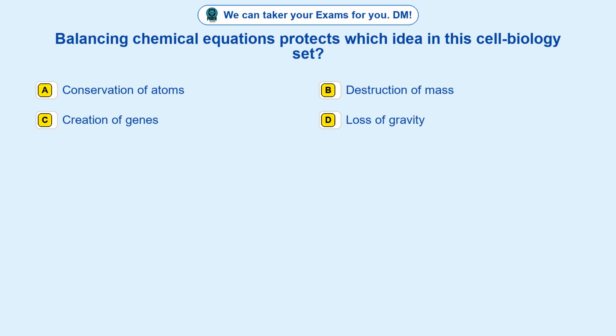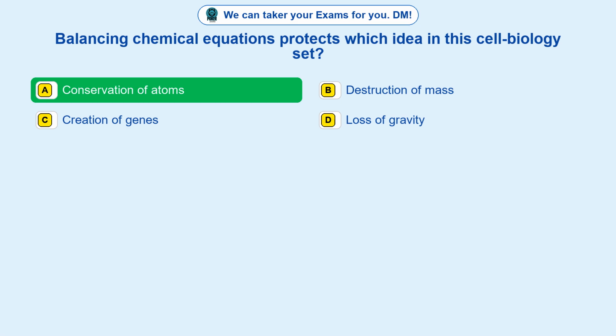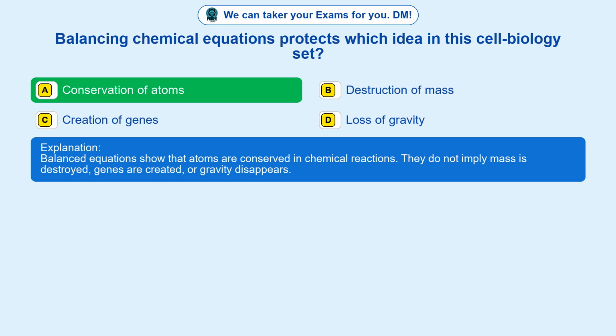Question 39. Balancing chemical equations protects which idea in this cell biology set? Option A, conservation of atoms. Option B, destruction of mass. Option C, creation of genes. Option D, loss of gravity. The correct answer is option A, conservation of atoms. Balanced equations show that atoms are conserved in chemical reactions. They do not imply mass is destroyed, genes are created, or gravity disappears.